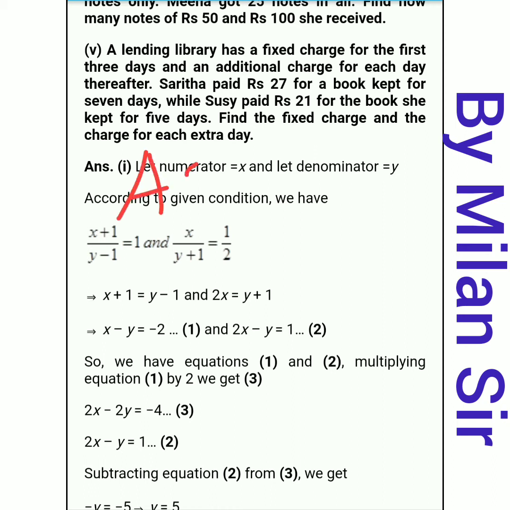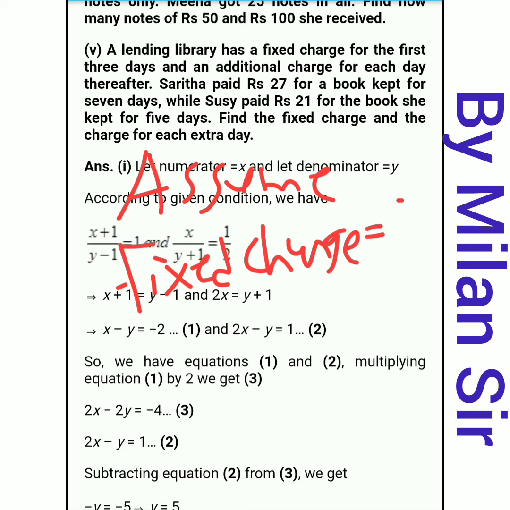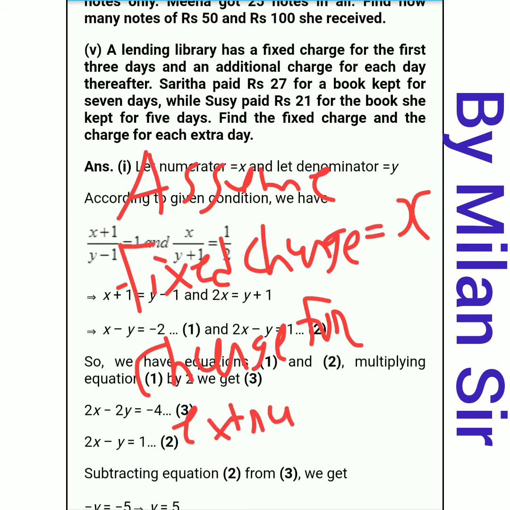So first of all, assume our two variables. Assume the fixed charge is equal to x rupees, and the charge for each extra day is equal to y rupees. Once again, charge for each extra day means for one extra day, y rupees.